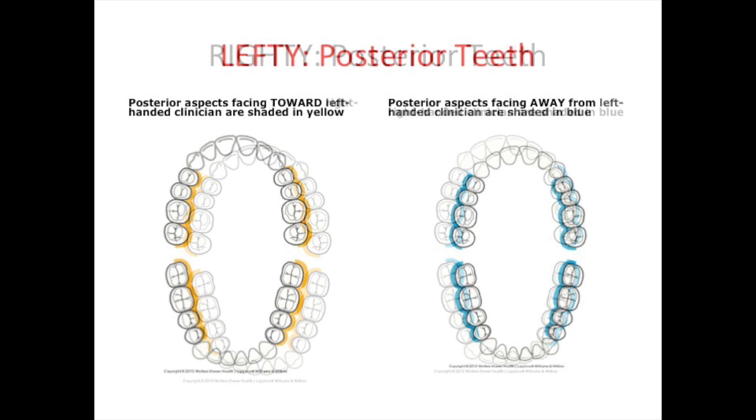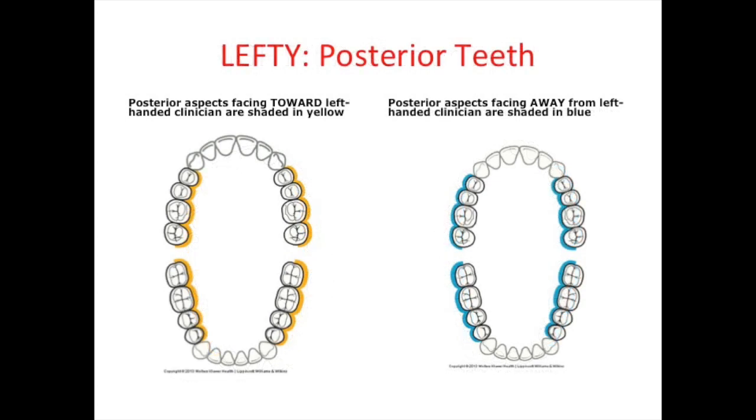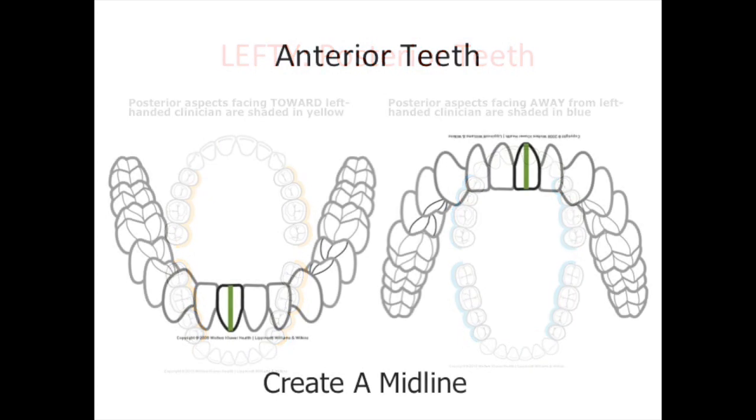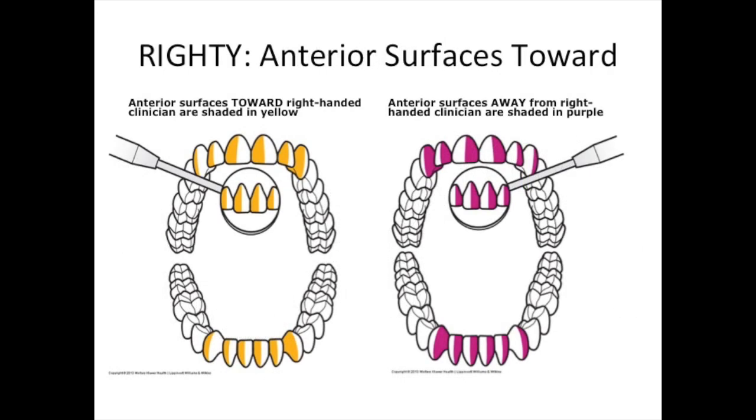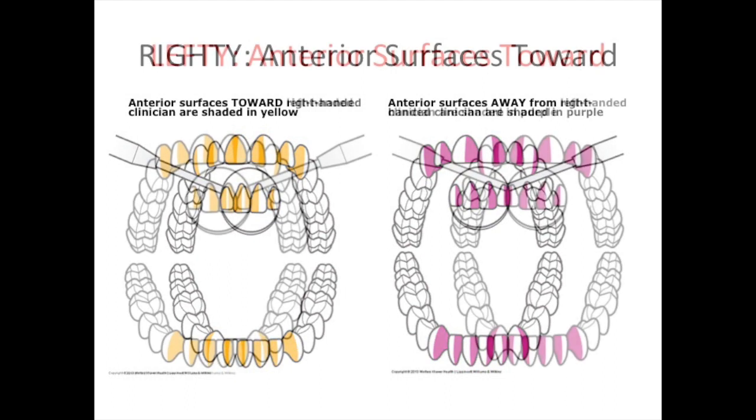In the posterior, the surfaces are divided up facially and lingually. In the anterior teeth, the teeth are split in half down the midline. Typically, when working in a near surface, the patient's head will be away from you. When working in a far surface, the patient's head will be towards you.